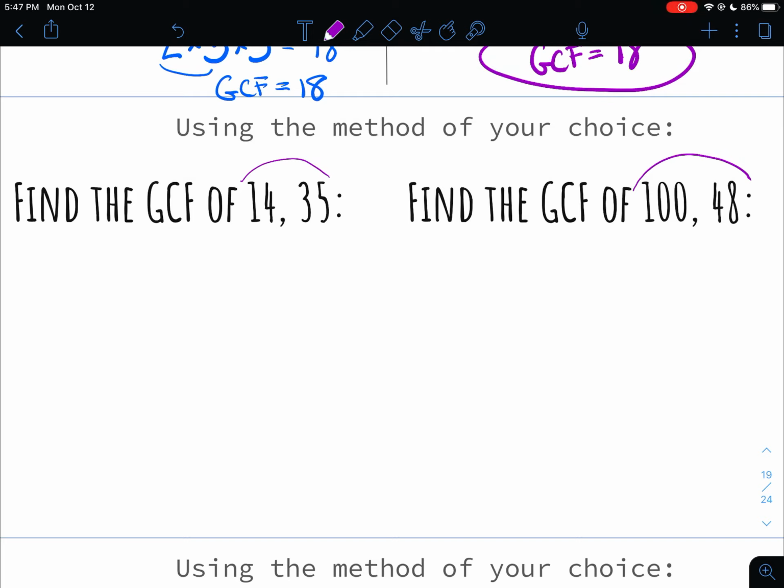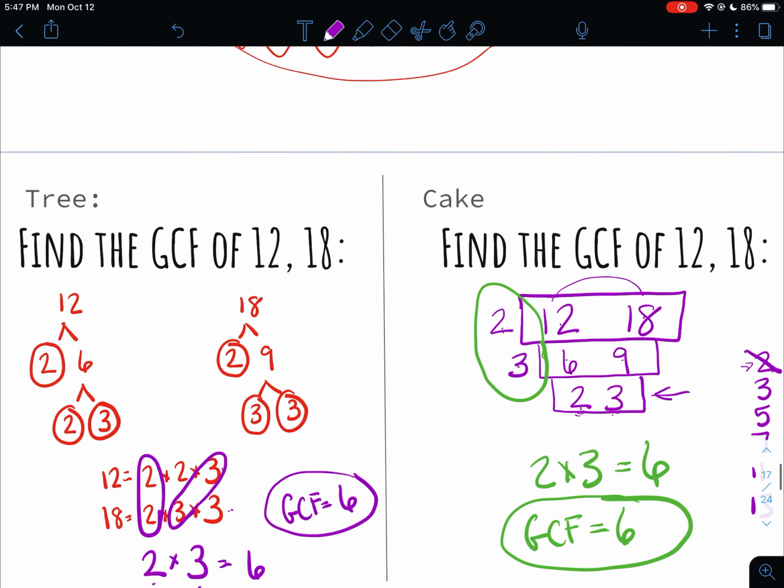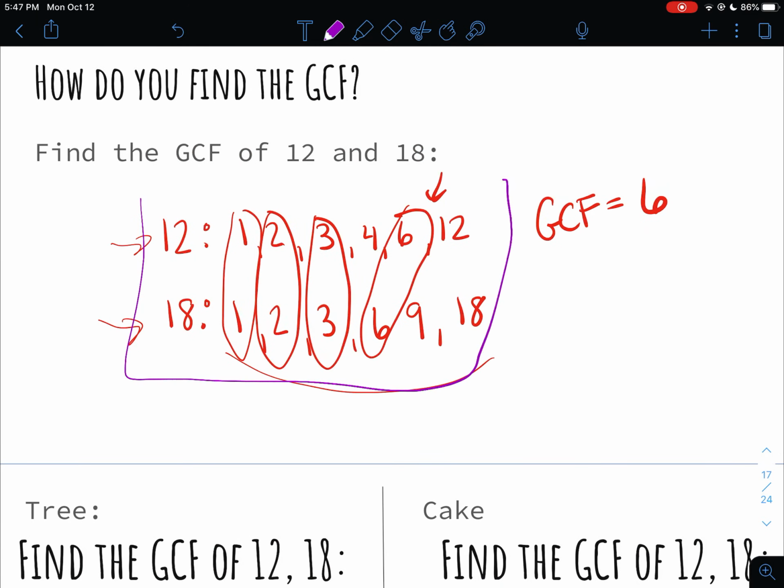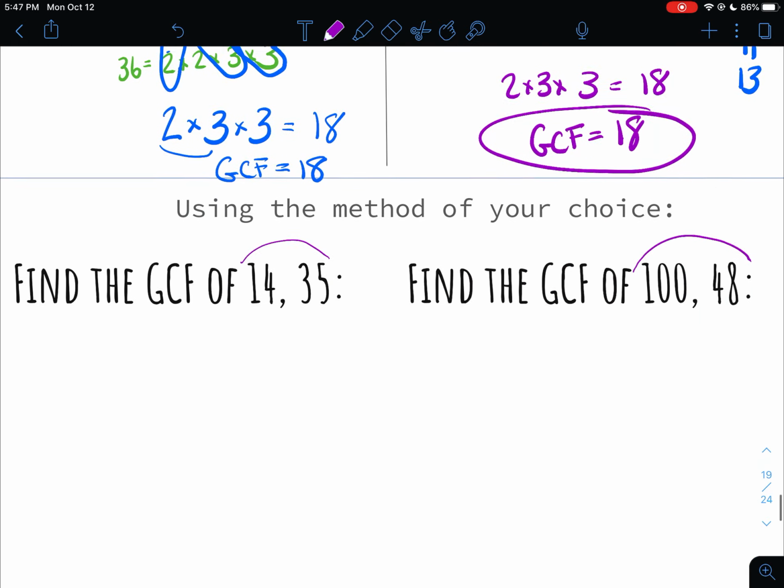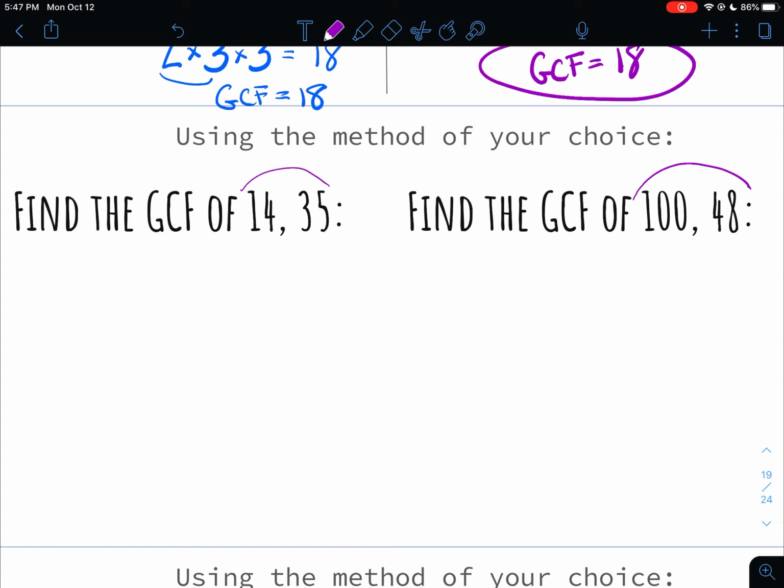I'm going to show you my work with the cake just because that is the one I want you to try to use, because I promise it's easier. But if you're doing the trees, you should still get the same answer. And if you want to just list the factors, because that's what you like and that's what you know, go for it. I'm definitely not going to stop you from doing that. When we get into least common multiple, it's going to get a little harder, and the trees and the cake will help, but I won't stop you from doing a method that you know and like to do. So at this point, I want you to pause and try both of these, and then come back to check your answers.